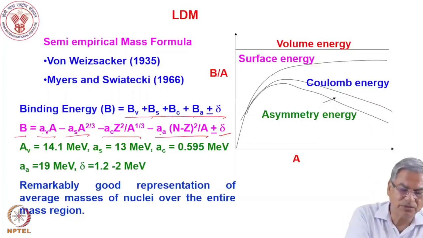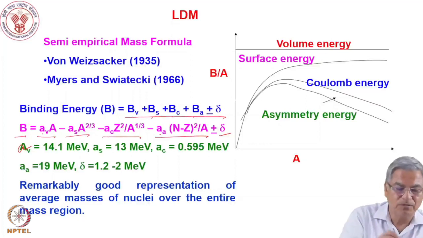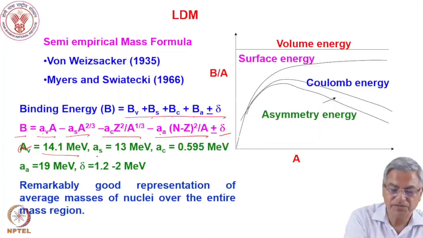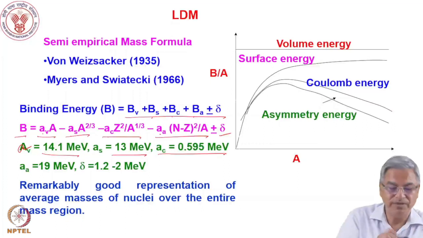So these are the terms. a_V is small a. The volume energy constant is 14.1 MeV, the surface energy constant is 13 MeV, and the Coulomb energy constant is 0.595 MeV. And you can see here, it is all binding energy.